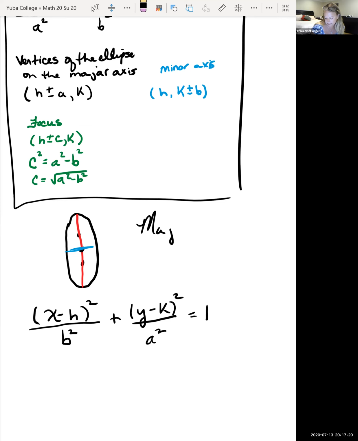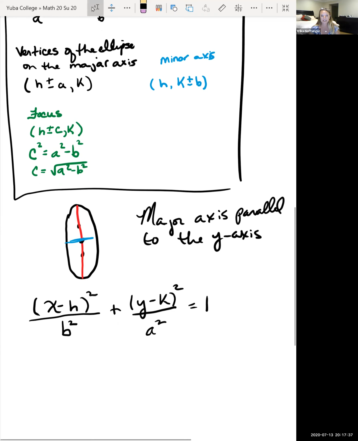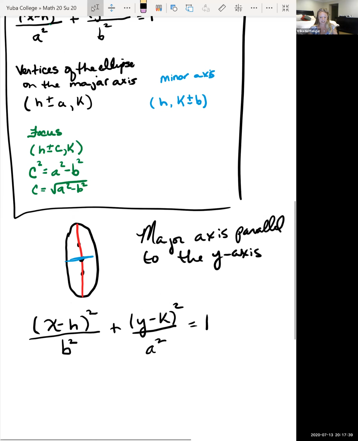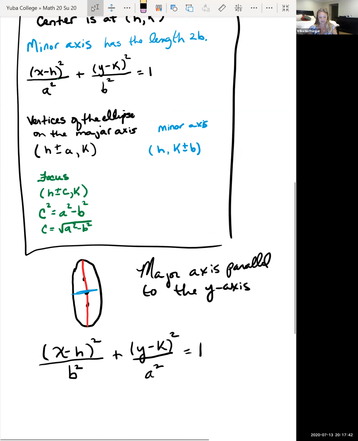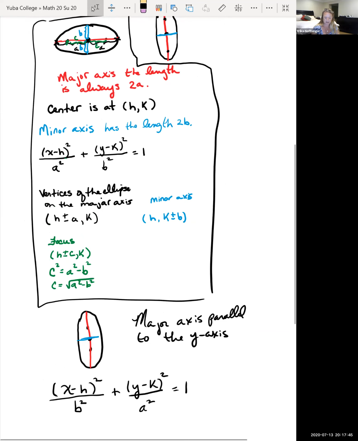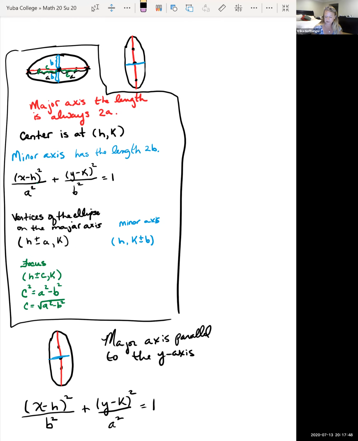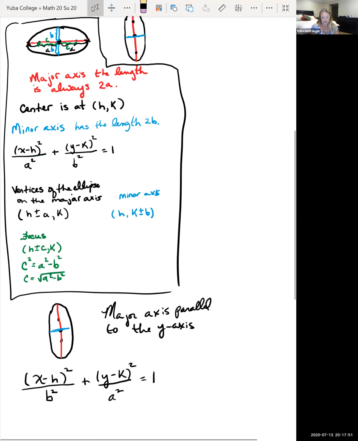So major axis parallel to the y-axis. Notice that's almost identical to the equation we just set up here, where the major axis was parallel to the minor. I'm sorry, it was parallel to the x-axis. The difference: the major axis we always said was 2a. So this length in here is 2a.